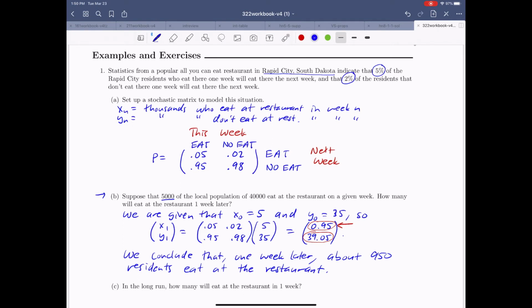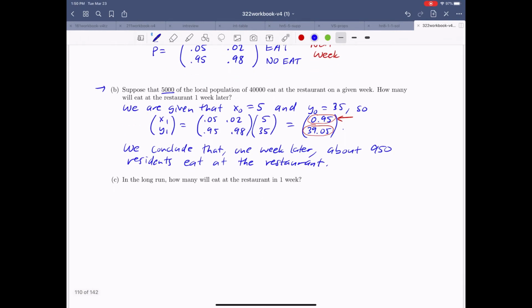Okay, so we have done parts A and B. Let's see if we can do part C now. Let's see what that's asking us. In the long run, how many will eat at the restaurant in 1 week? So this is a question about long-run behavior.